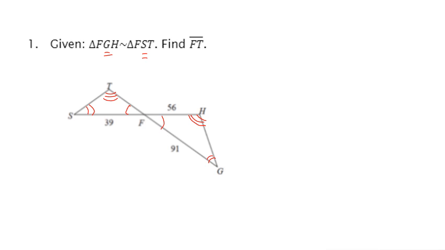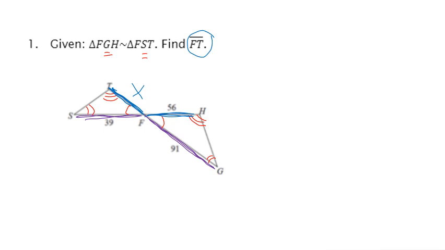The goal is to find the length of FT. So I'm going to call FT x because I don't know what it is. And it just so happens FT, which is between the 1 and the 3 tick marks, is going to pair up with 56. And then we can conclude that those other two segments are going to match up. And so what we're going to do is write a proportion.